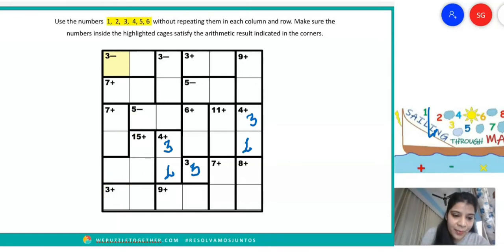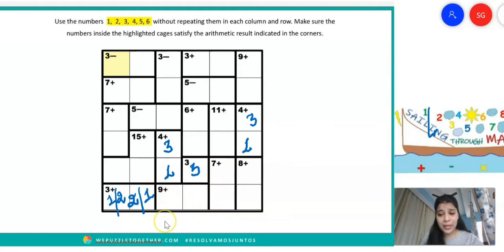So can I say in this cage, I can easily say that in these two blocks, 1 and 2 will be coming, but I don't know the exact position of 1 and 2. So let me just write it like this, 1/2 and 2/1. That means if 1 comes here, then 2 is going to come here. And if 2 comes here, then 1 is going to come here. Can I say the same thing for this 9 plus?